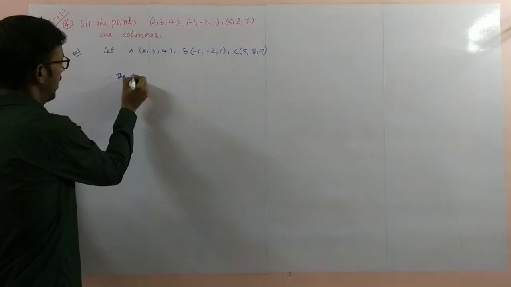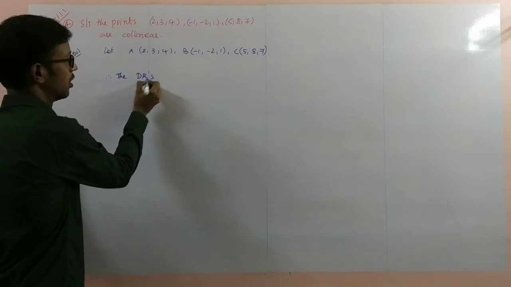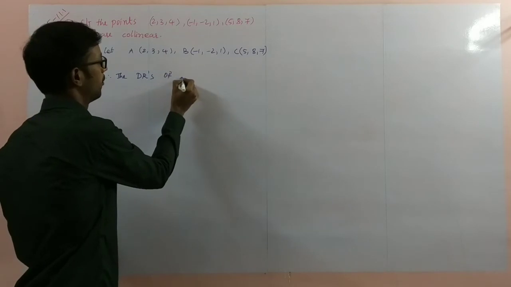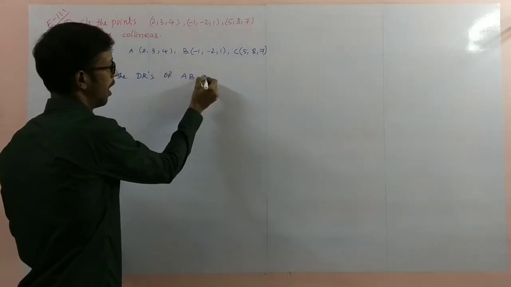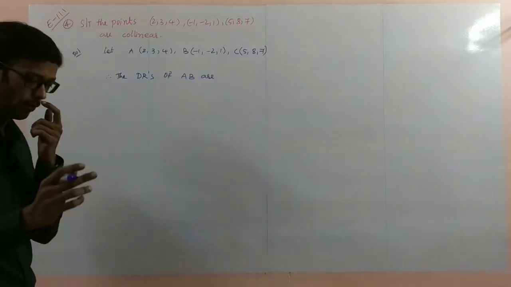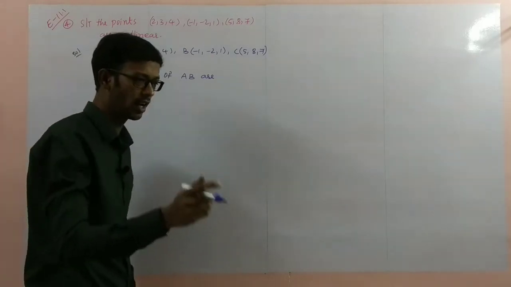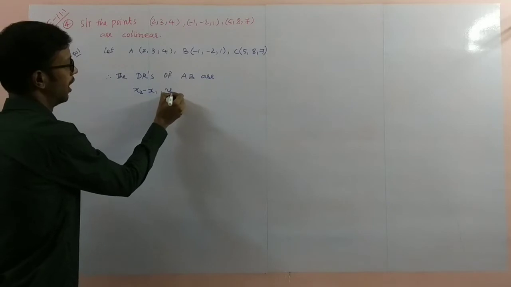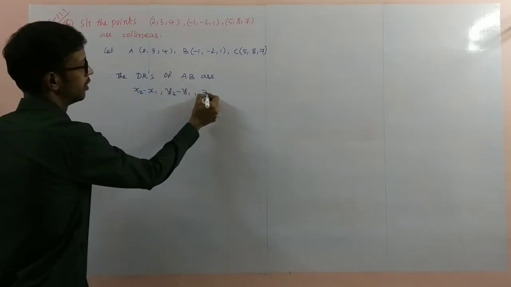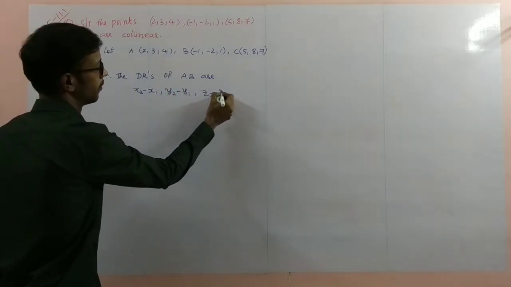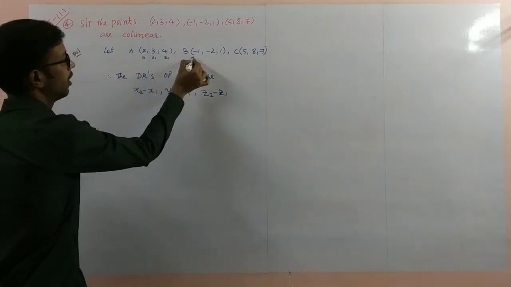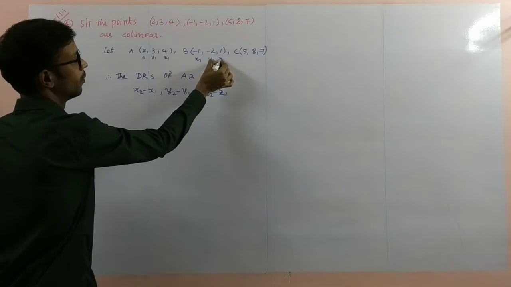Therefore, observe the direction ratios of AB. If you know the 2 points, the direction ratios formula is x2 minus x1, y2 minus y1, z2 minus z1. So take this one as x1, y1, z1, x2, y2, z2.